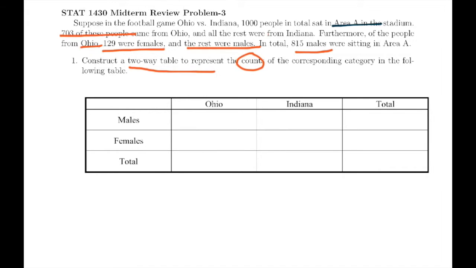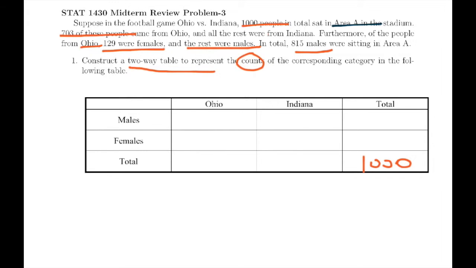For example, just as a refresher, suppose we're considering this box here, and this box means the actual count of the males from Indiana. Okay, just a review. All right, let's look at the actual problem. We will start from the first sentence saying that there are 1,000 people in total sitting in area A in the stadium. That means the total number is equal to 1,000, so we write 1,000 in this box here, the total count.